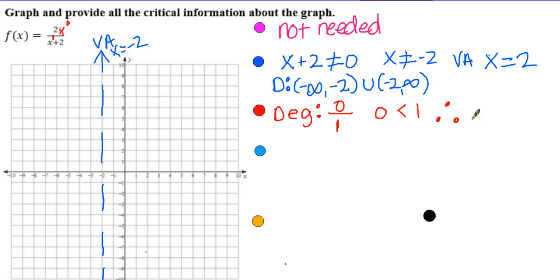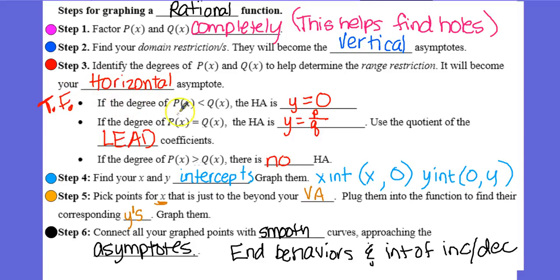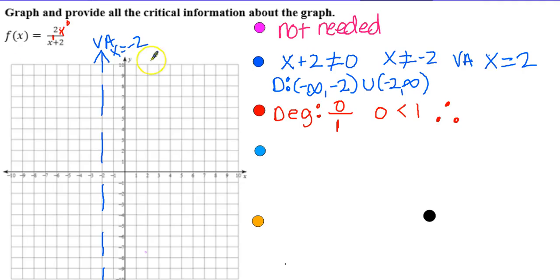This one is the first bullet, right? This is the one that says if the degree of p of x is less than q of x. Yes, so we went 0 is less than 1. Horizontal asymptote is y equals 0. So we're going to say, therefore, the horizontal asymptote is y equals 0.